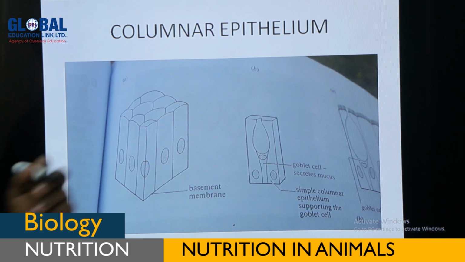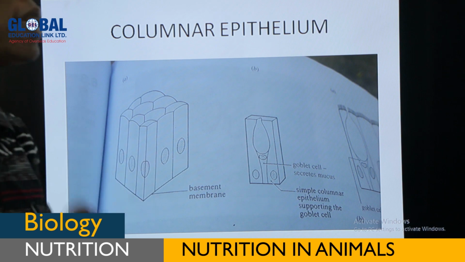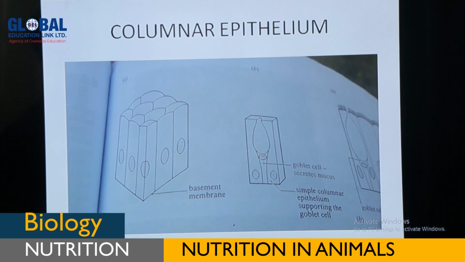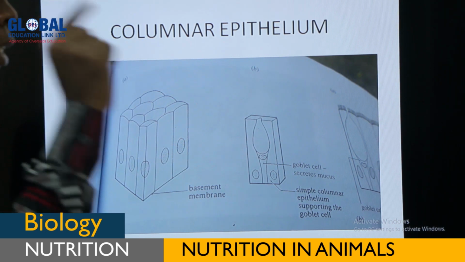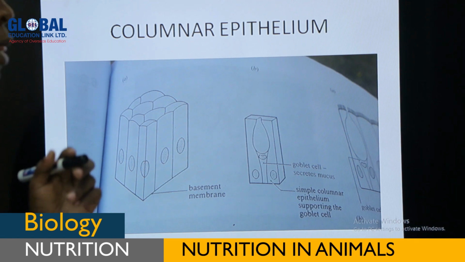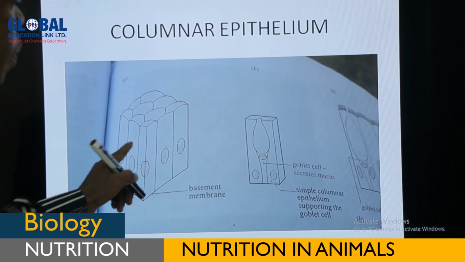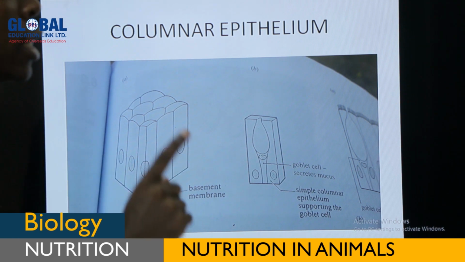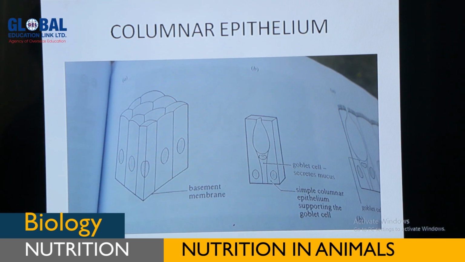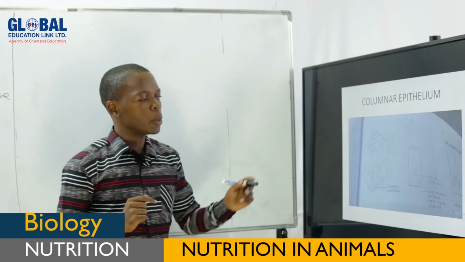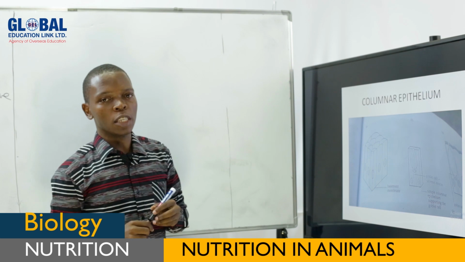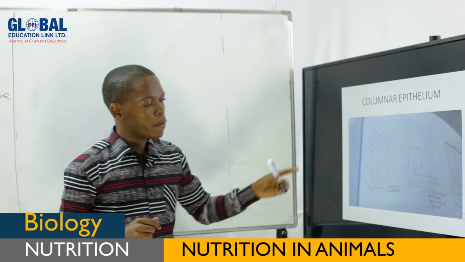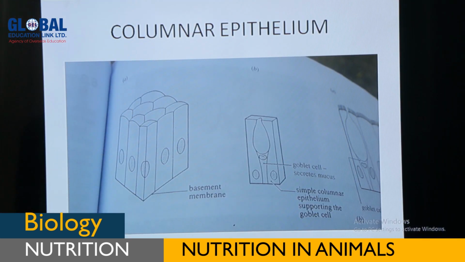Epithelial tissue is made up of cells known as goblet cells. We know the function of goblet cells. The main function of these goblet cells is to secrete mucus, and we know that this mucus protects parts of the digestive tract from being digested by enzymes.